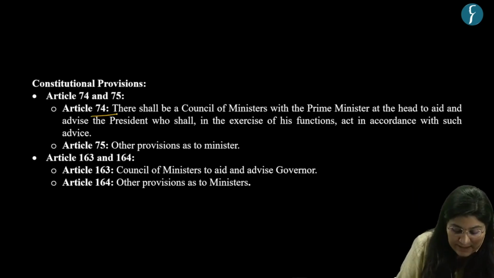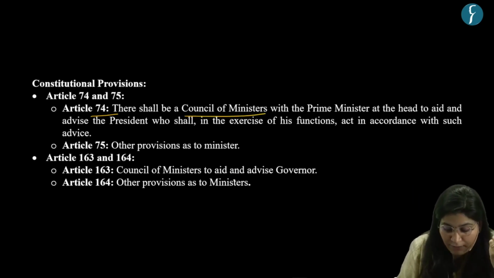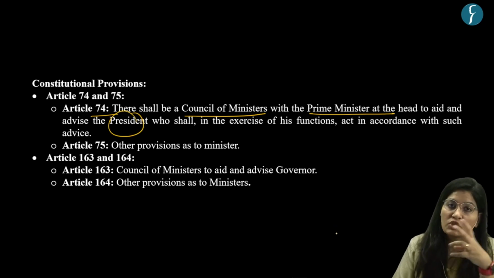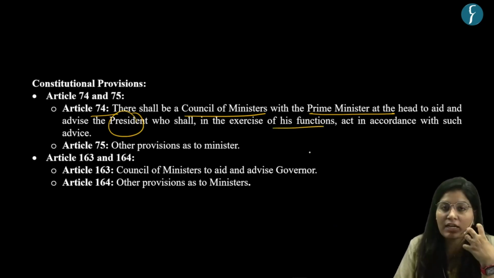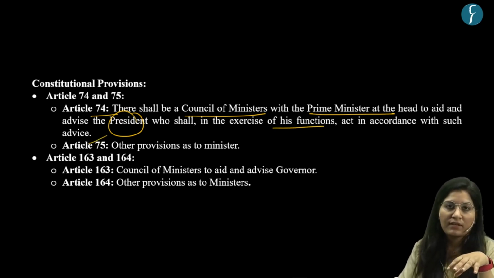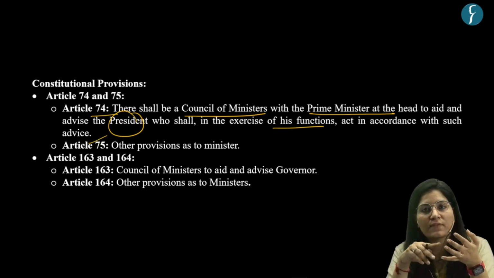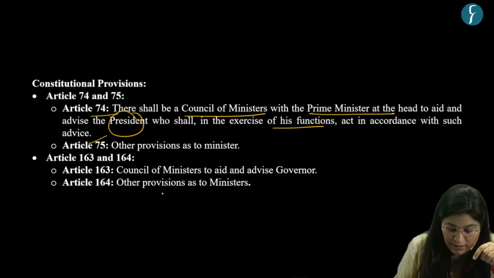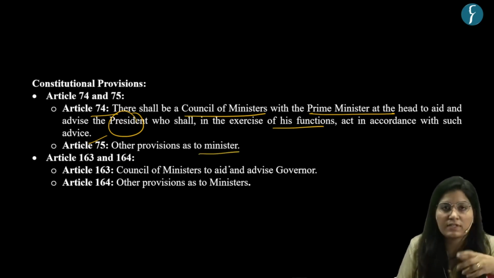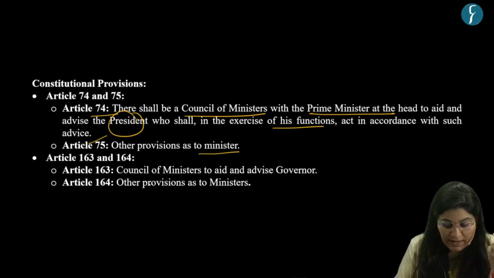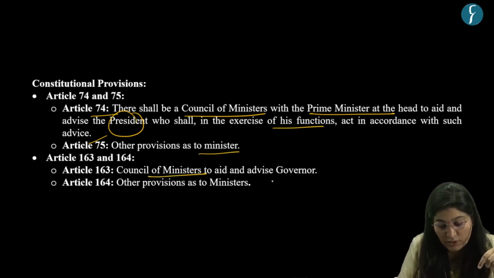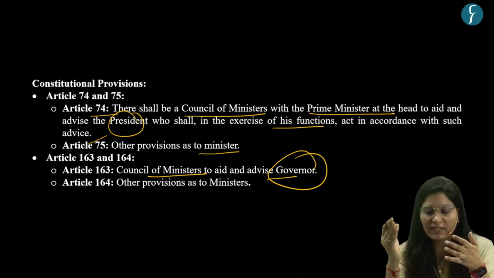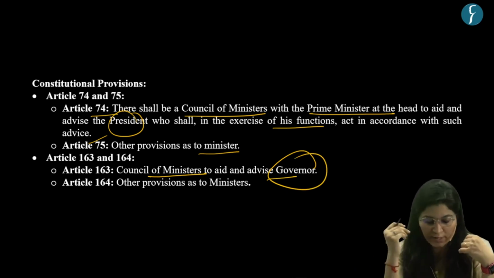The first is Article 74, which says that there shall be a Council of Ministers with the Prime Minister at the head to aid and advise the President, who shall, in the exercise of his functions, act in accordance with such advice. So the President works on the aid and advice provided by the Council of Ministers headed by the Prime Minister. Then Article 75, this provision is related to ministers. Then Article 163, Council of Ministers to aid and advise the Governor. Article 74 deals with aid and advice to the President, and Article 163 deals with aid and advice to the Governor.